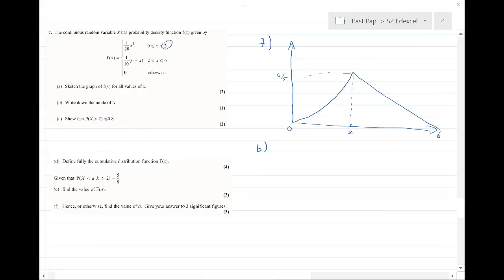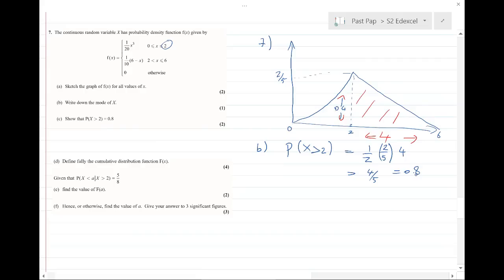Well, you could integrate, but I'm going to work out the area of this triangle, because this length is 4 and this length is... apologies, it's obviously 2/5 there. That's half times 2/5. That's not 0.8 either, that's 0.4. Half times 2/5 times 4, and that equals 4/5, 0.8. Okay.